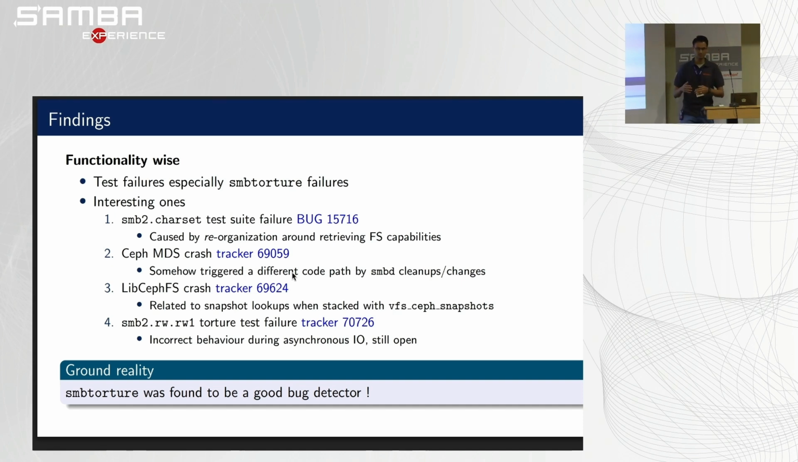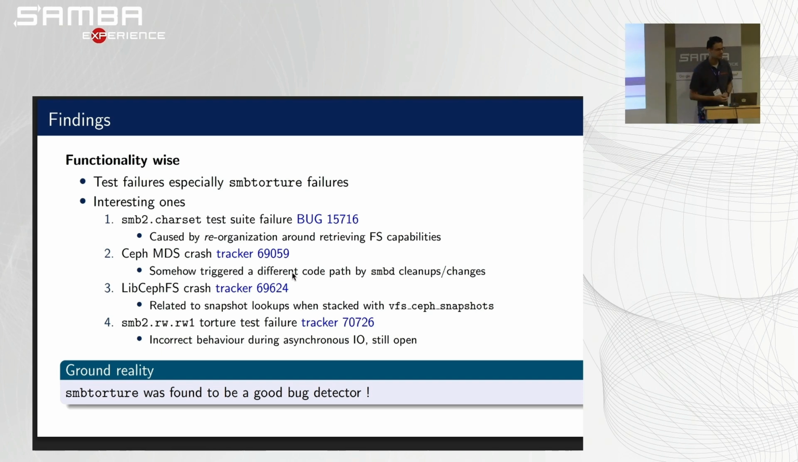We are testing this on a fast-moving master branch. So there are a lot of changes happening in the Samba master branch, and somehow some of the cleanups done on the smbd side, I think, triggered a different code path, and it was hitting a particular place where it crashed the MDS. It has nothing to do with Samba, but we got to know that there is a problem. And we had another libcephfs crash when snapshots were integrated with CephFS.